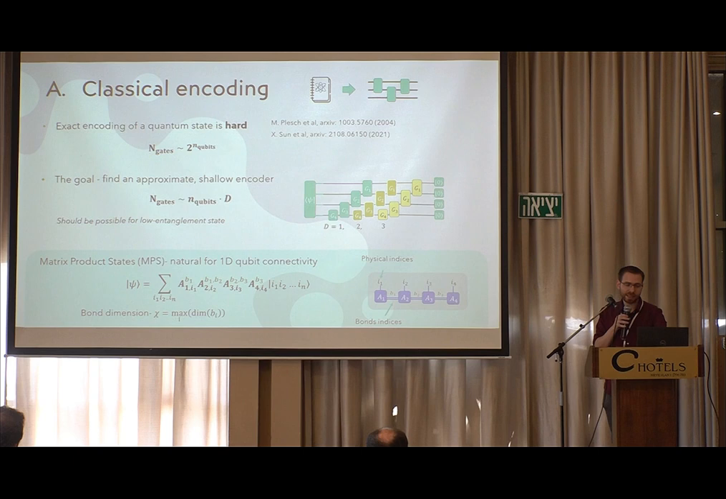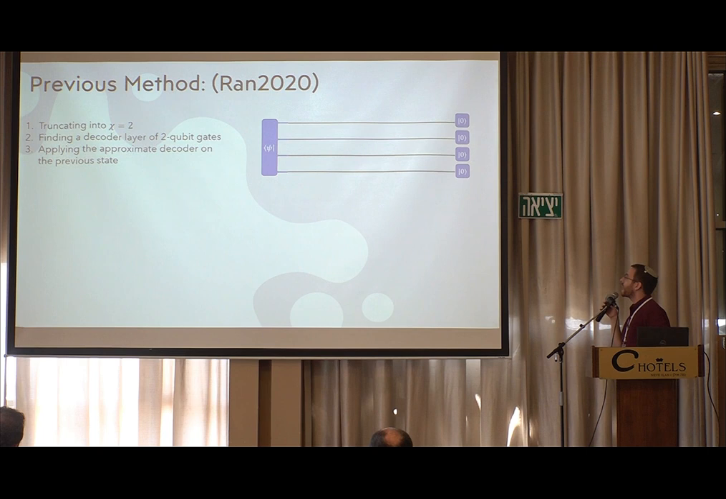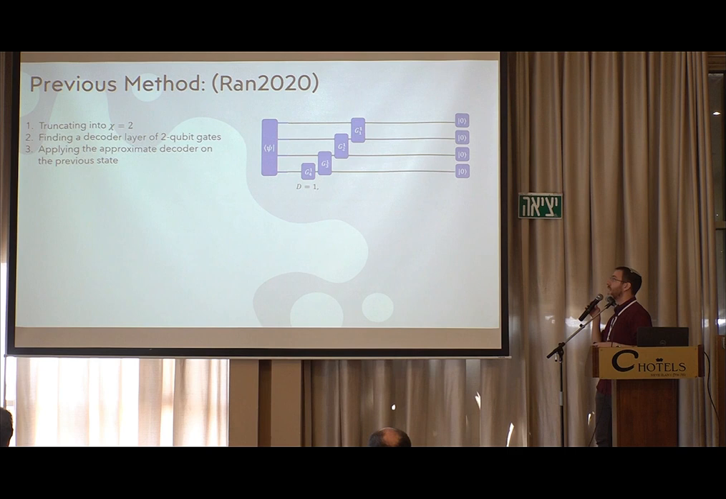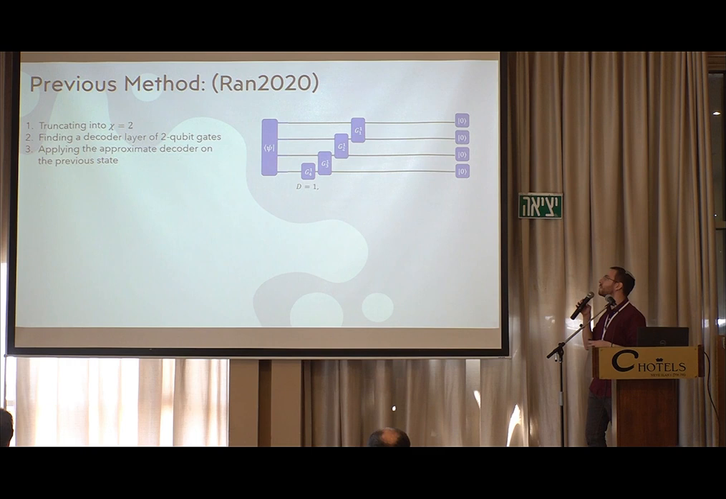The previous method was proposed by Ran. I have his citation probably down there, and it will appear shortly. The method tries to decode the state with a layer-by-layer approach. So instead of decomposing the matrix product state into one big circuit, you first truncate the state to a bond dimension of chi equals 2.